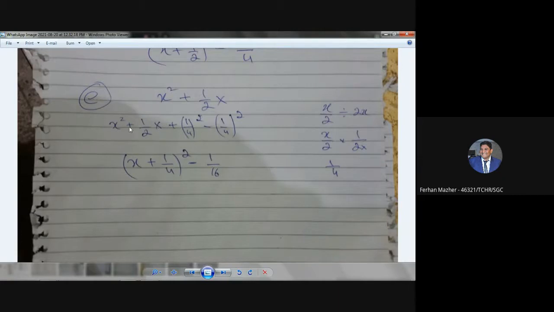So here you can see I have written x squared plus 1 by 2x plus 1 by 4 whole square, minus 1 by 4 whole square. So these first three terms, because here we have a plus sign, will become x plus 1 by 4 whole square. This minus will come as minus. 1 square is 1 and 4 square is 16.